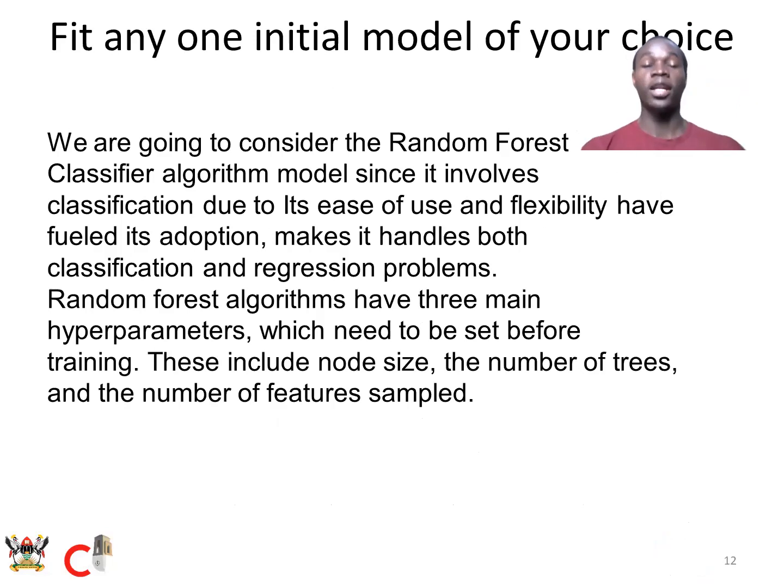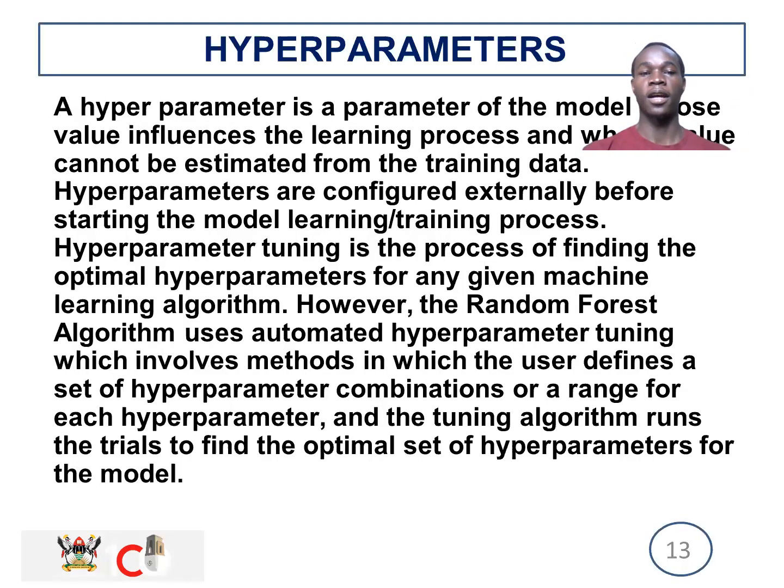For this case, when I was developing this model for kidney disease, I used the random forest classifier since I have different values which can easily be classified. We are going to consider the random forest classifier algorithm since it is flexible and can handle both classification and regression. Random forest has three main hyperparameters which need to be set before training. These include the number of nodes, the number of trees, and the number of features. The hyperparameters are going to be explained next.